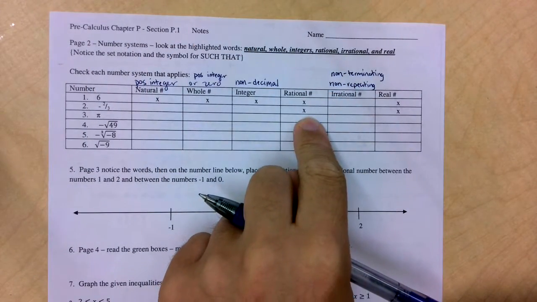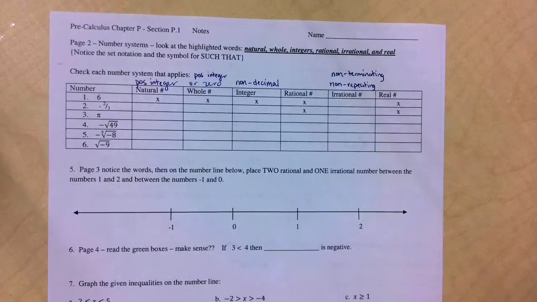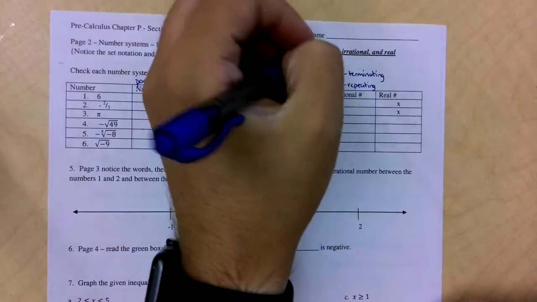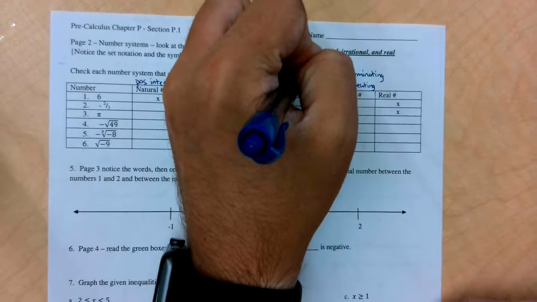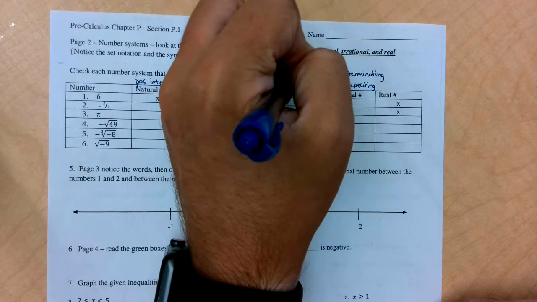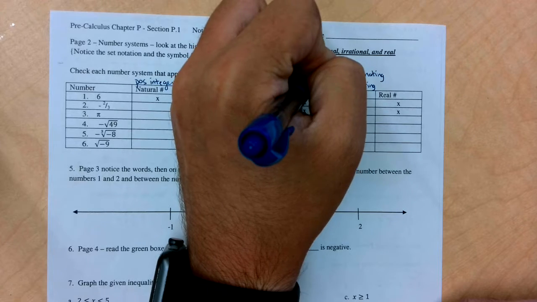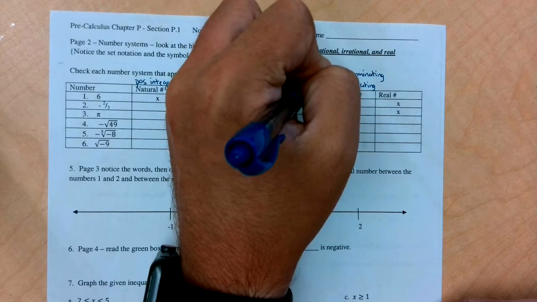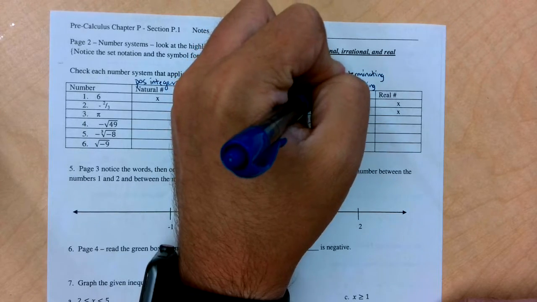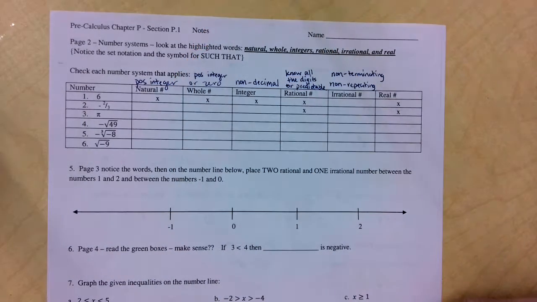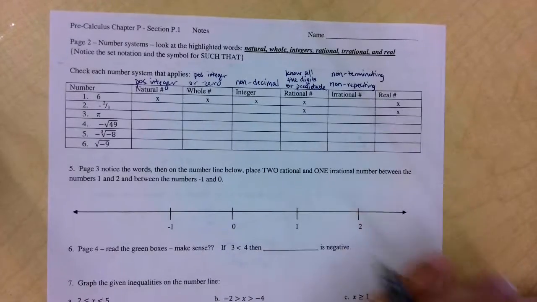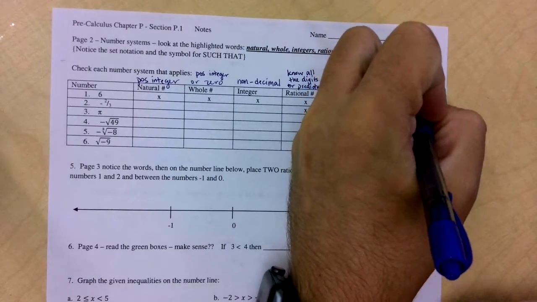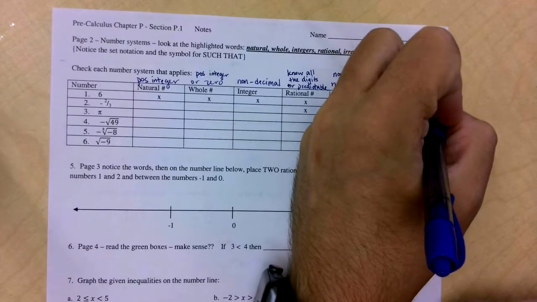Rational numbers, they are going to kind of just be anything that we know all the digits to, or it is predictable. So we know all the digits, or all the digits are predictable. And then real numbers are really just everything we know. As long as it's not an imaginary number, we know it is a real number.